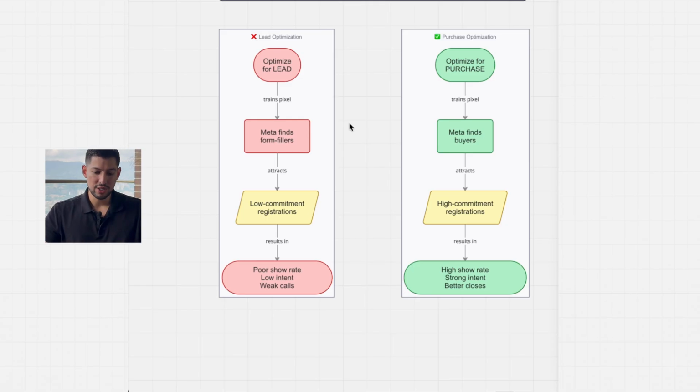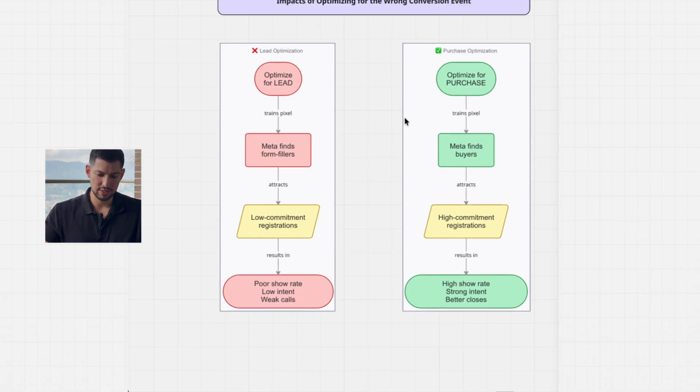Then we have the purchase optimization side here on the right, where you're optimizing for the purchase. So instead of telling Meta, hey, good job, whenever someone fills out the form, you're only telling Meta good job when they then do the next step, which is to buy. In the case of the paid webinar that I was mentioning, when they buy the ticket for the webinar, that's when I tell Meta, hey, our conversion event was met, good job, find me more people like this, right?